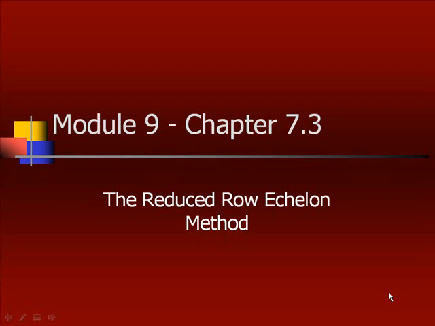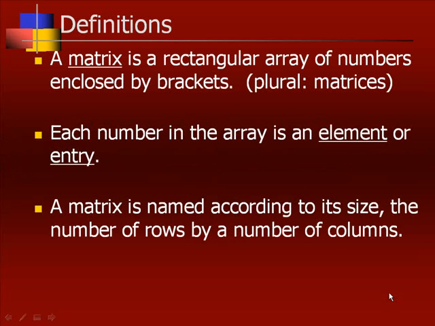Module 9, Chapter 7.3, the Reduced Row Echelon Method. This method uses matrices to solve systems of equations. Now, a matrix is a rectangular array of numbers enclosed by brackets.